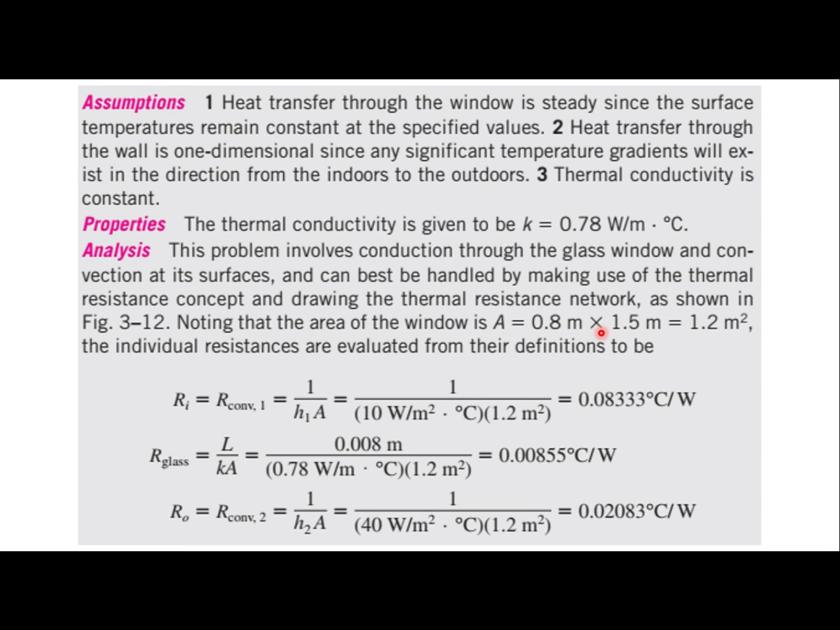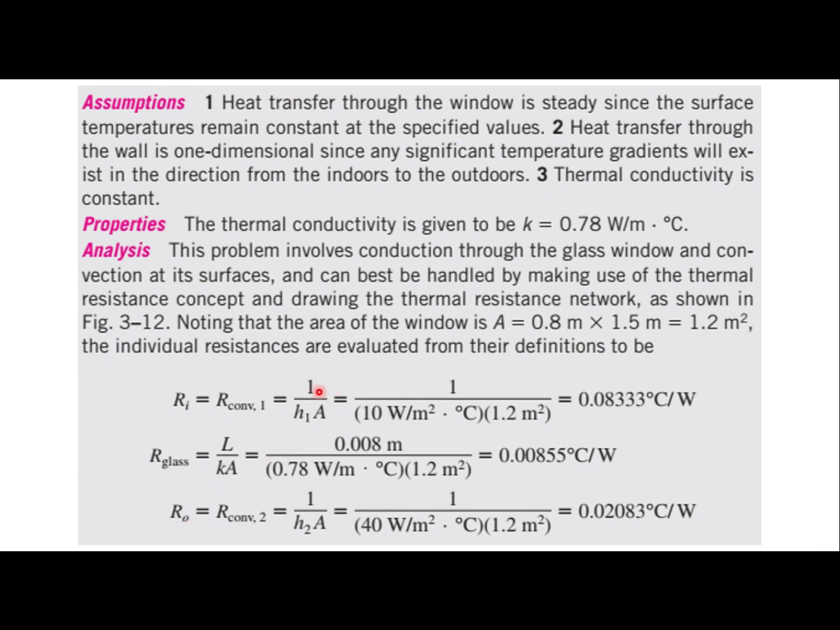So we have to do the analysis of this question statement. What we came across is the dimensions of the window. By using the dimensions, we can determine the surface area of the window, which is equal to 1.2 meters squared. So the next thing is we have to determine the three kinds of resistances: the convective resistance Ri, which is inside the room; R glass, which is the conductive resistance of the glass; and R naught, which is also the convective resistance for outside the room.